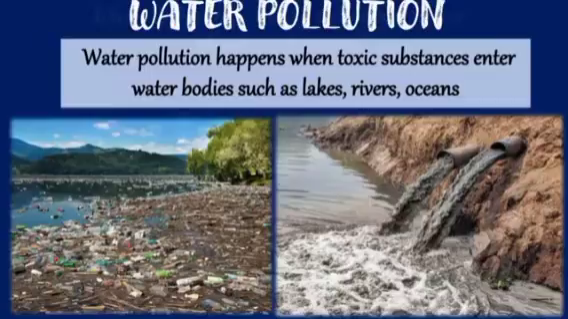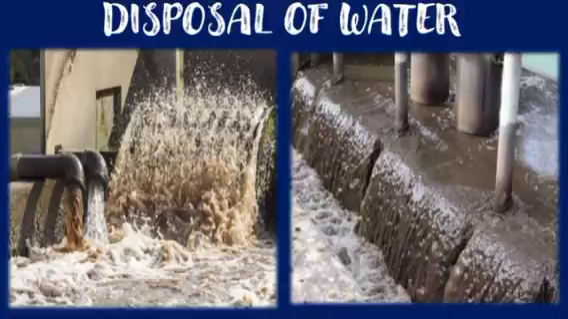So what is pollution of water? When other substances get mixed with water, water becomes impure, right? Some of these substances float in the water, so the water looks unclean or muddy. Some substances dissolve in the water and we cannot see them, right? If the substances that have got mixed with the water are harmful for living things, we can say that the water has become polluted. So basically water pollution happens when toxic substances enter water bodies such as lakes, rivers and oceans. You can see some pictures of the water pollution over here.